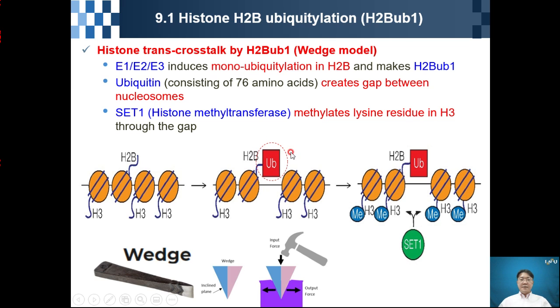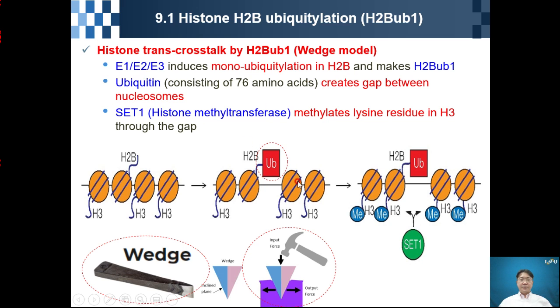Ubiquitin consists of 76 amino acids and creates a gap between the nucleosomes. Because the size is about 76 amino acids, it functions as a wedge. This is a tool. After we put the wedge into the substances, it will make space. It means that ubiquitin functions as a wedge, so it will create a gap between the nucleosomes.